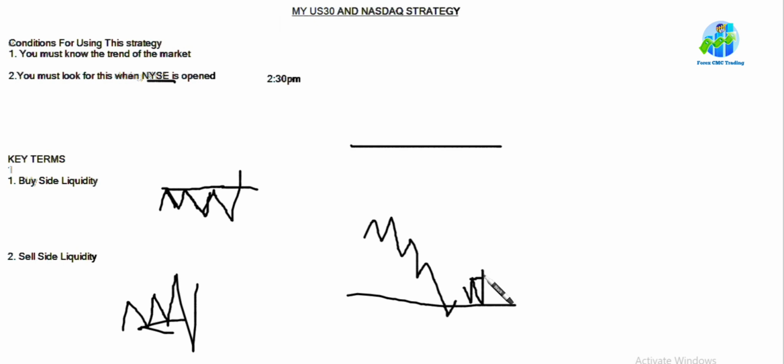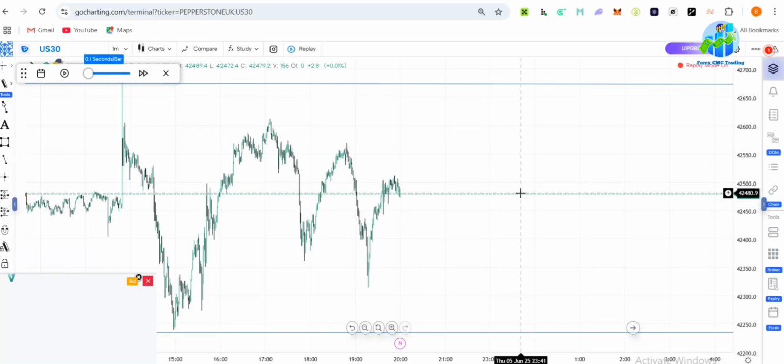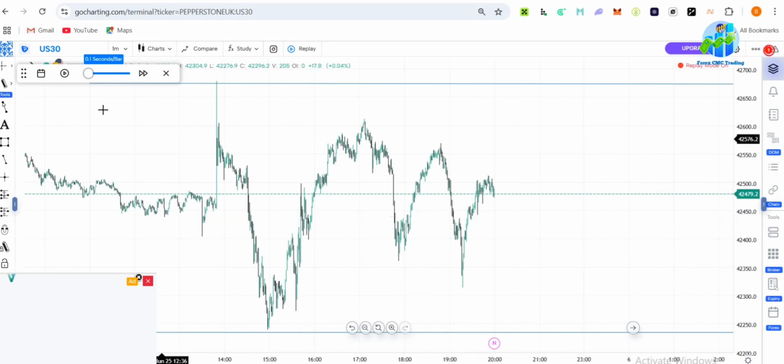Creating an imbalance. So what am I waiting for? After this market structure shift has happened here, I'll wait for price to come to that imbalance, right? Then I will buy up and take my profits at this buy side liquidity. So raid this sell side for entry, then take my profit at the buy side liquidity. As simple as this, guys. As simple as this. So now let's see this example.